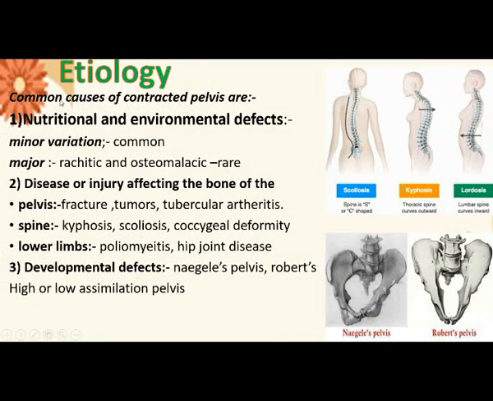We can see the etiology. The common causes of contracted pelvis are nutritional and environmental defects. That is minor variations, which are usually common, and major, that is rickety and osteomyelitic type of pelvis. Second is disease or injury affecting the bones of the pelvis. The problems affecting the pelvis because of disease are fracture, tumor, tubercular arthritis. In the spine, such as kyphosis, you can see from this picture kyphosis, scoliosis.